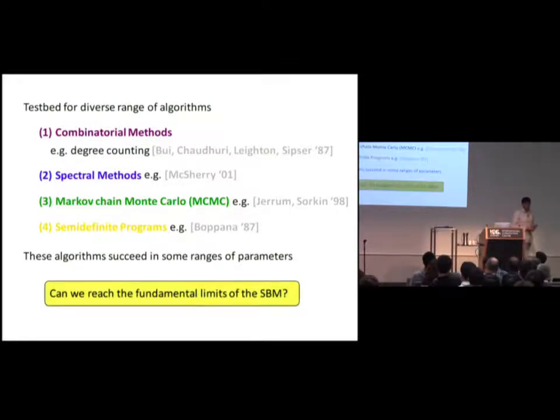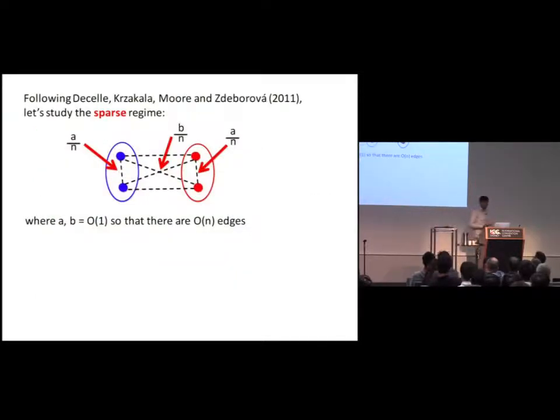But really, recently, there's been this focus on trying to reach sharp thresholds for the model. So can we have algorithms that not just succeed in some range of parameters, but succeed down to the fundamental limits of where it is and isn't possible to recover the underlying community structure? So the first part of the story is really a story about the surprising success of some of the tools from statistical physics and the sharp predictions that they create.